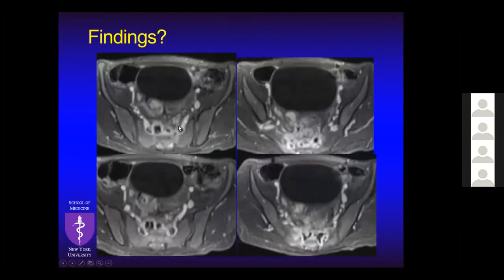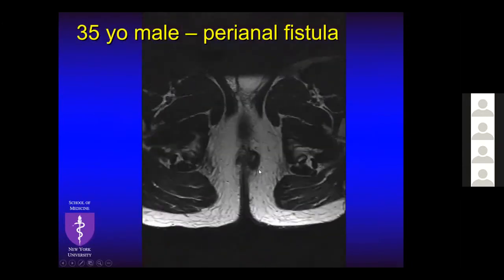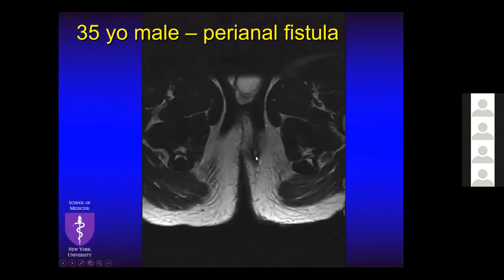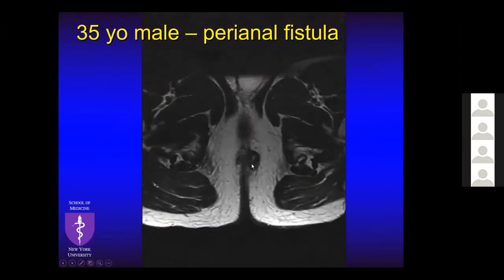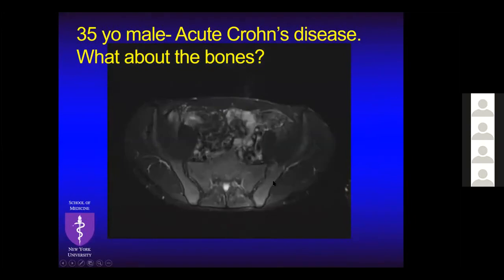Here you can see you've got some strange enhancement, which looks like it's in the sacrum itself, and this was actually osteomyelitis complicating a fistula, which had extended to the bone in this patient. Here is a man who's getting imaged. You can see this perianal fistula tracking down intersphincteric and terminating at the left gluteal cleft. So that was that, but what about the bones? Do you see anything here?